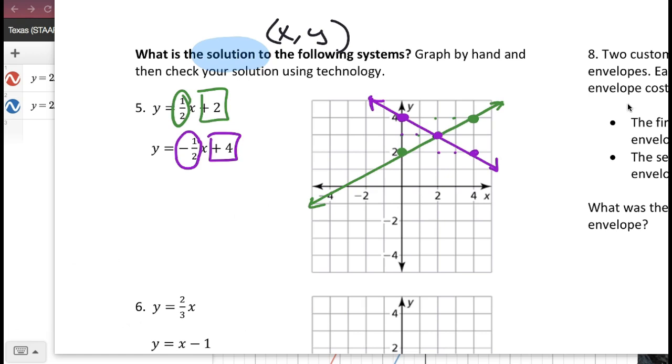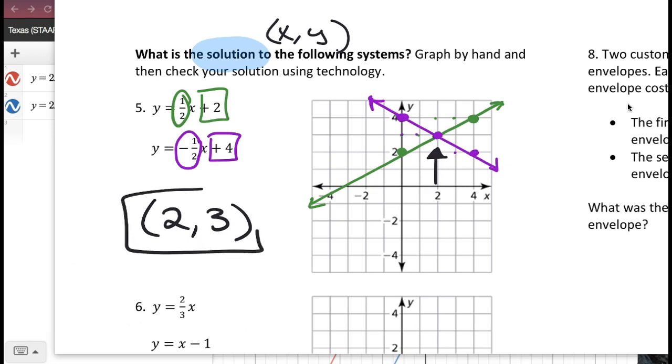We're just looking for the coordinate where these two lines intersect. That's right here. Those two lines, the purple and the green line, intersect at the coordinate point 2, 3. That's the address of that point. We would start at the origin, count to the right 2, and up 3. And that is the solution to this system. That's the x and y value that if I plugged into both equations would be exactly true.